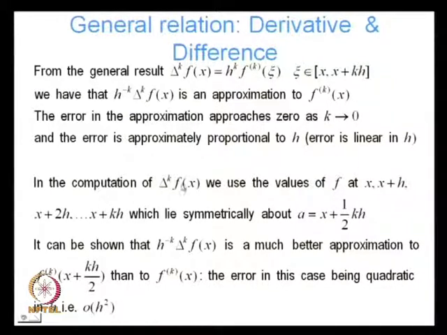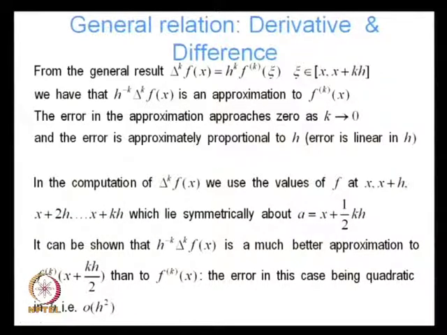One more thing: in the computation of delta^k f(x), we use the values of f at x, x plus h, x plus 2h, up to x plus kh. And you will note that these points, x, x plus h, x plus 2h, up to x plus kh, lie symmetrically about x plus half kh. The points at which I am evaluating the function are symmetrical about x plus half kh.